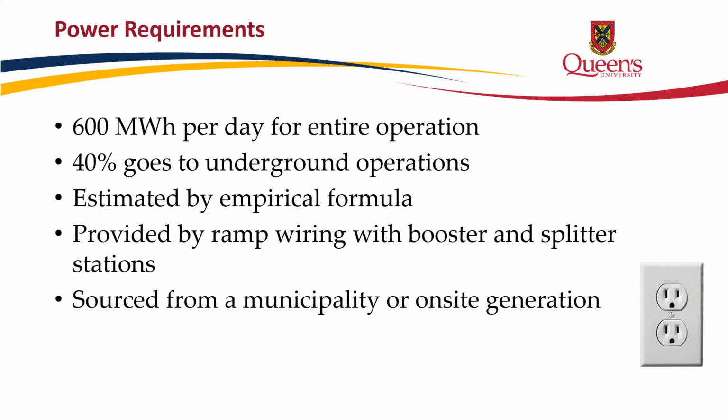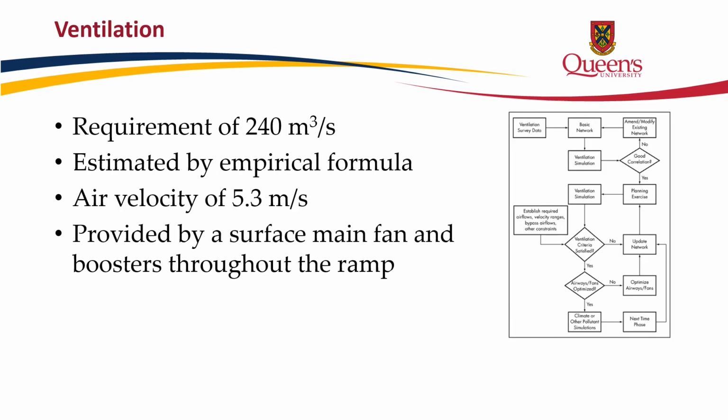what is required. Ventilation will be circulated by fans pushing fresh air down the main access ramp and into the mine to dilute harmful gases from exhaust. Another empirical formula was used to estimate the requirement of the mine at 240 meters cubed per second of fresh air. When combined with the ramp area, this means an air velocity of 5.3 meters per second. The ventilation system will be supplemented with boosters throughout the ramp and provided throughout the mine via an auxiliary ventilation system.